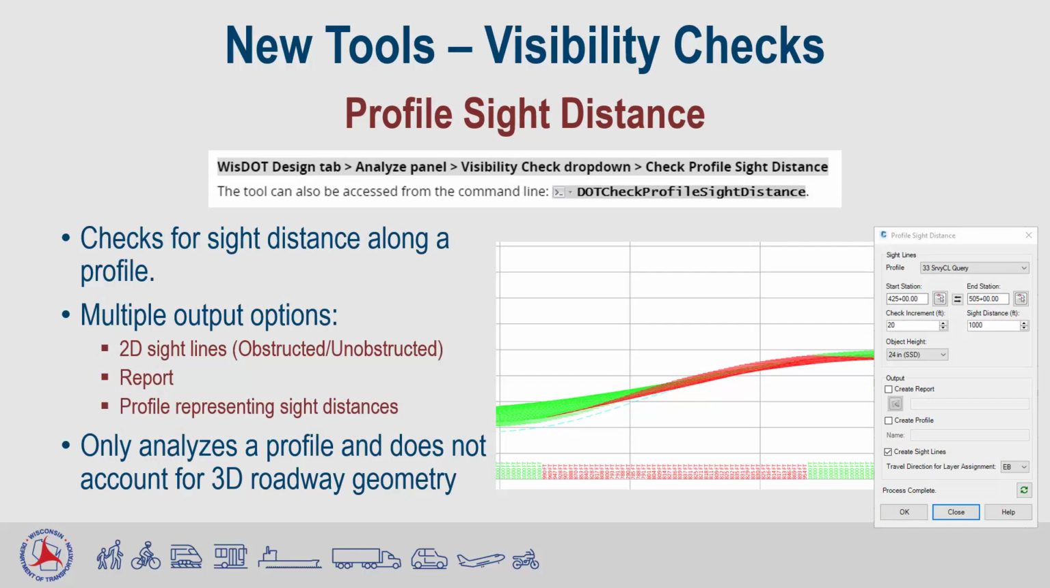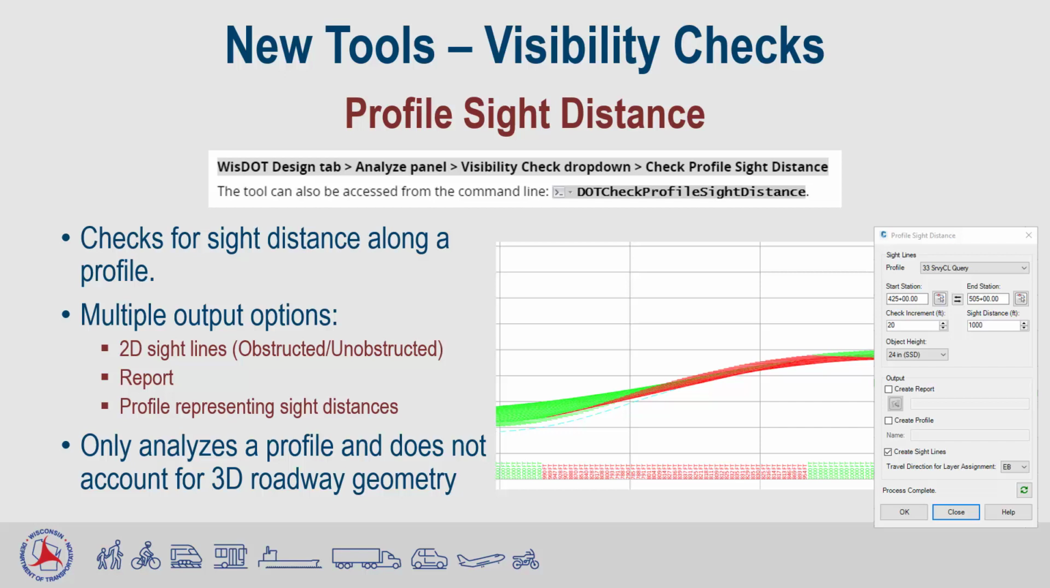The final visibility check tool that we provide is the Profile Site Distance tool. This tool is geared towards planning level analysis, where you don't have any terrain surface to go by. You may have nothing more than a profile from an as-built or a profile from a surveyed centerline. This tool checks site distance along a profile by projecting a line along that profile. This one also has multiple output options. You can create 2D sight lines as shown in the image that show the obstructed and unobstructed sight lines.